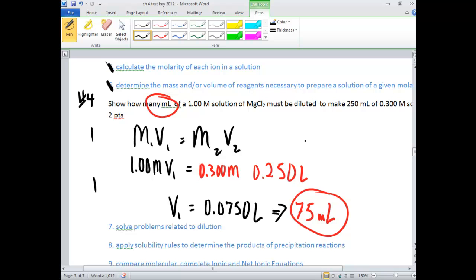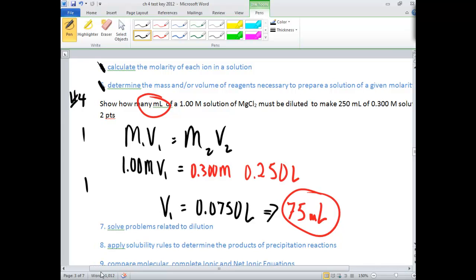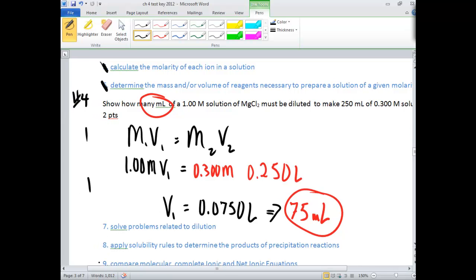So this was question 4 on the test. Show how many milliliters of a 1 molar solution of magnesium chloride must be diluted to make 250 milliliters of a 0.3 molar solution. So we're using the dilution equation. Molarity times volume of the first equals molarity times volume of the second.